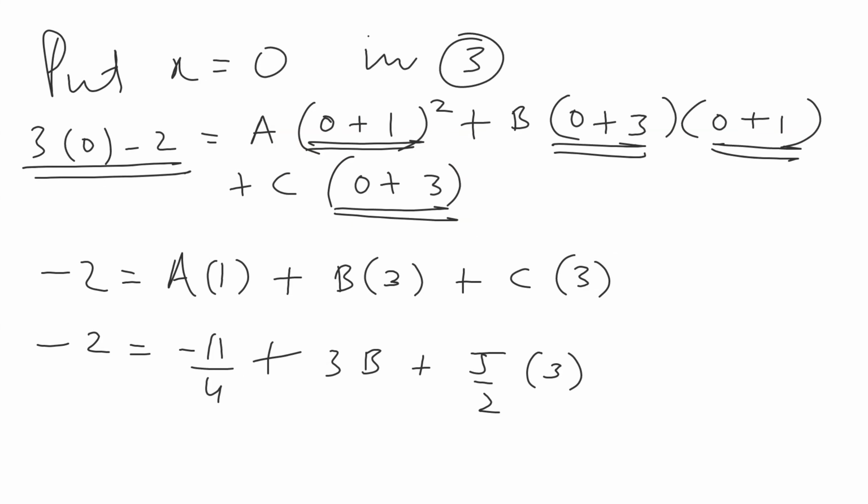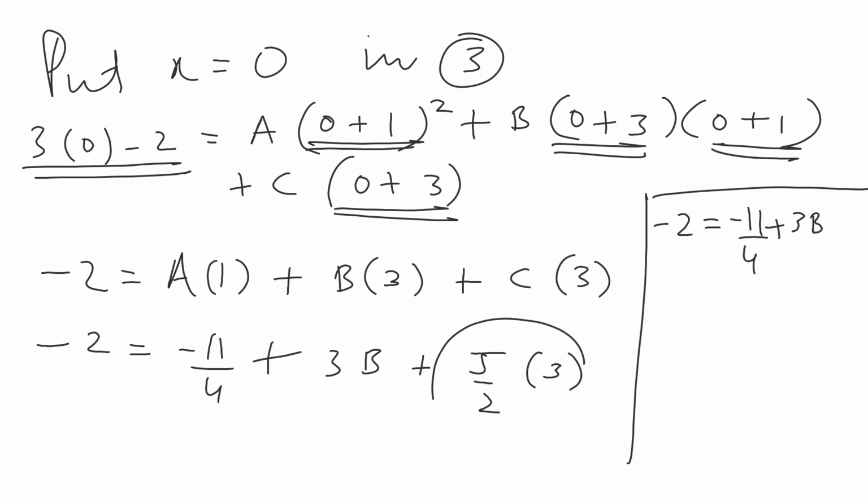So please copy this. Now we are going to simplify this further. -2 is equal to -11/4 plus 3b plus 15/2. I'll just write this on the next page.